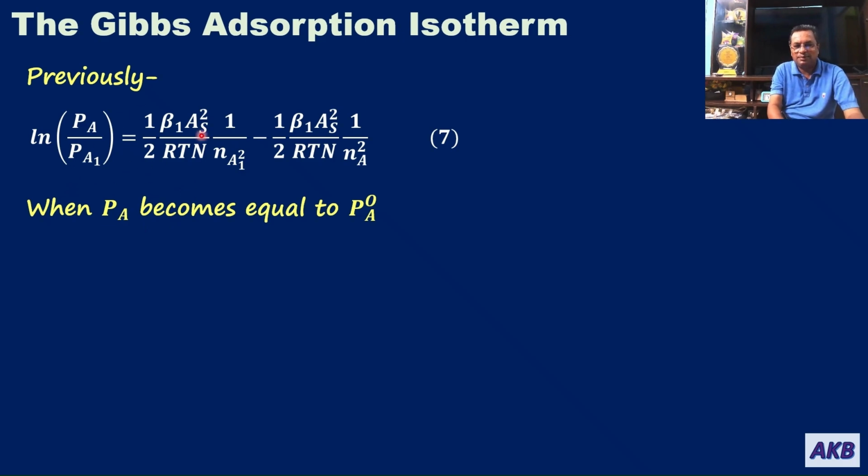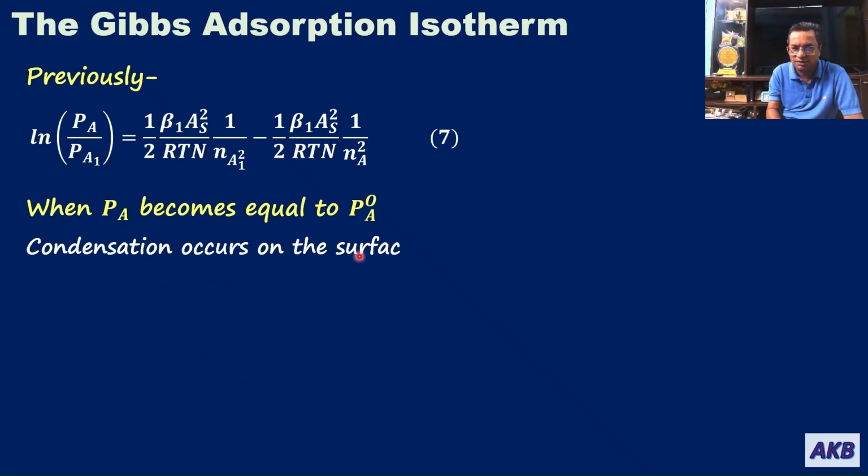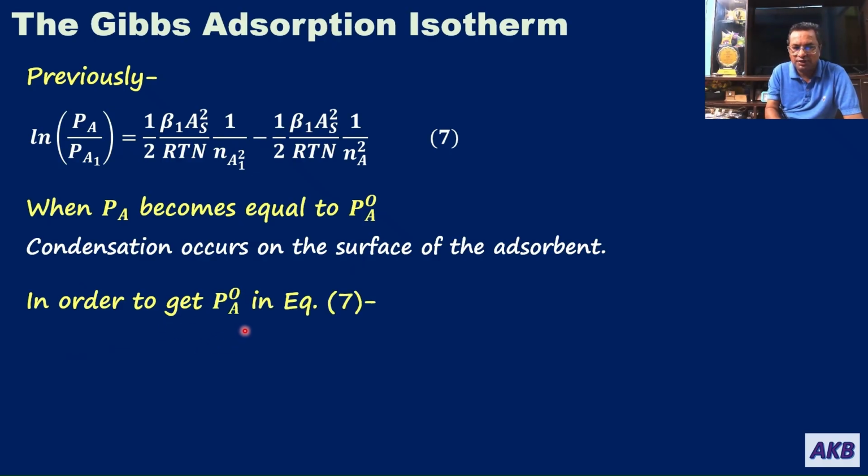Okay, and let me explain it once again. You have equation number 7. You have understood it. Now, I just explained that when PA becomes equal to PA naught, the vapor pressure, condensation occurs on the surface of the adsorbent. So, in order to get PA naught in equation number 7, so that it becomes useful, we are going to add one term on each side.